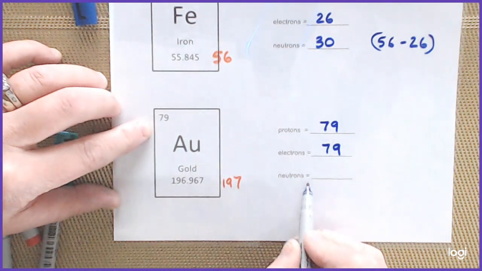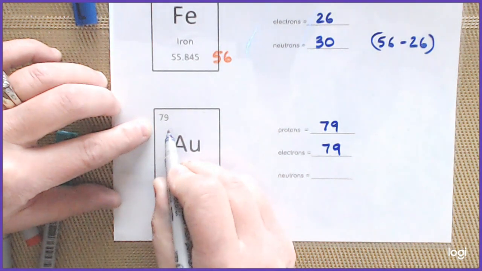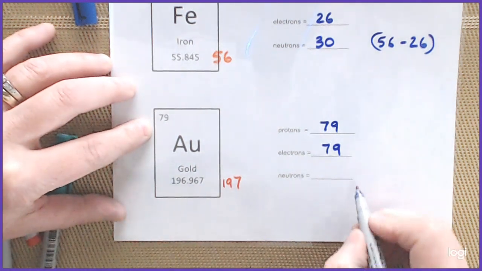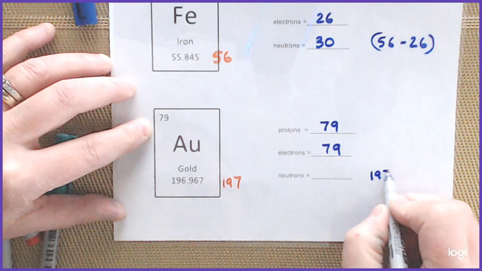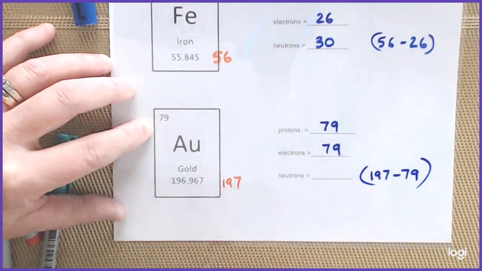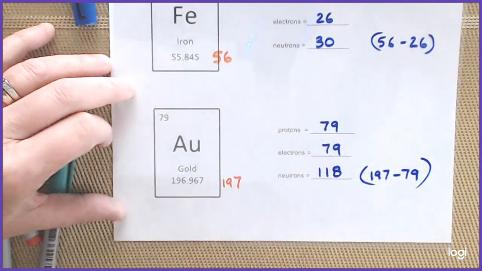And then our number of neutrons, we're going to take our atomic mass minus our atomic number, and that's going to give us our number. So we're going to do 197 minus 79, right, which is going to give us 118. So we have 118 neutrons in there.